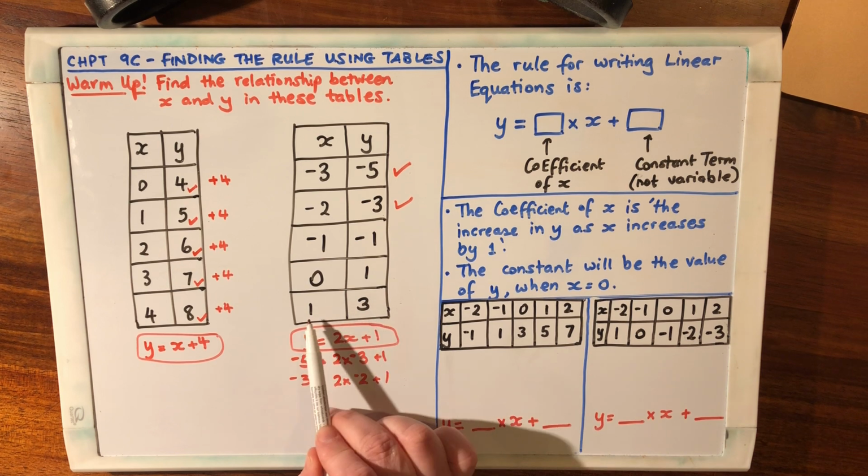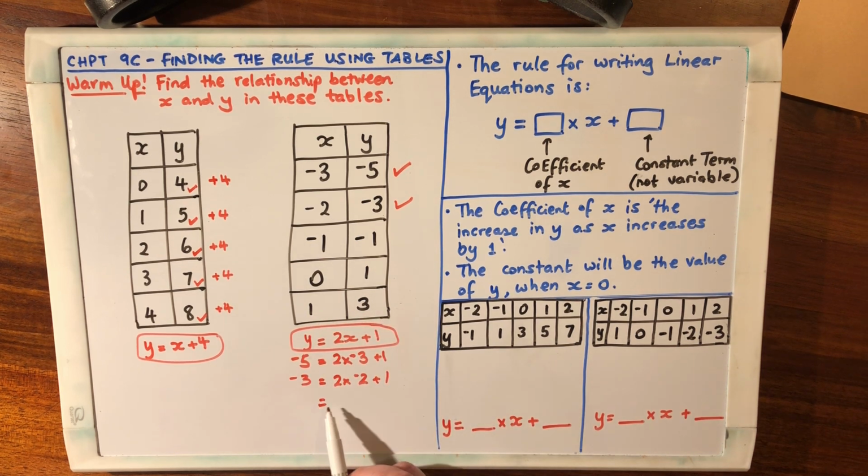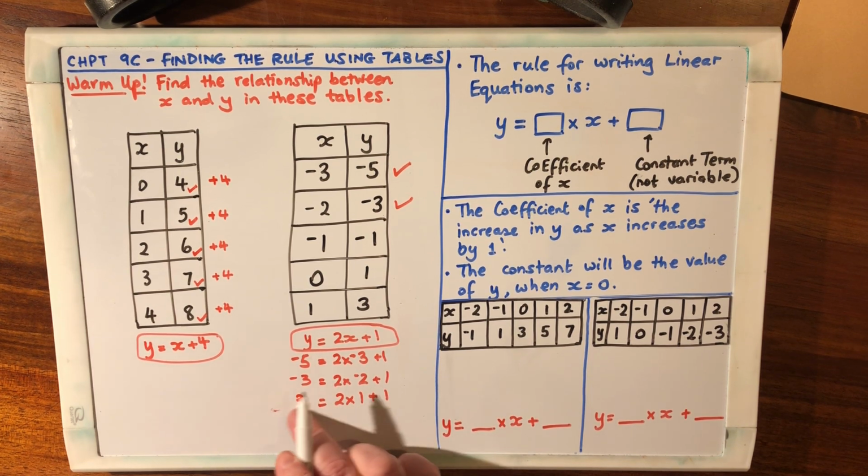Let's check these two coordinates here. If X equals 1, what is the value of Y? It should be 3. Let's check it out. 2 times 1 is 2, plus 1. There you go, 3. So this is how we're looking at different relationships between two unknown pronumerals.